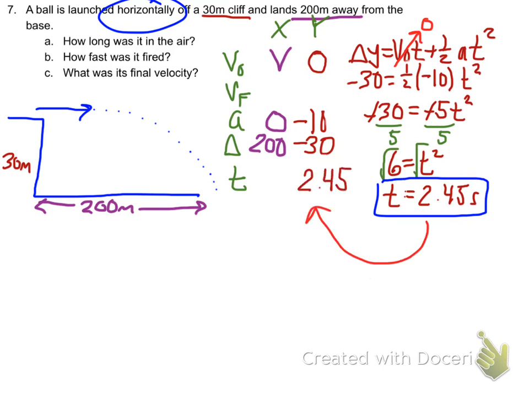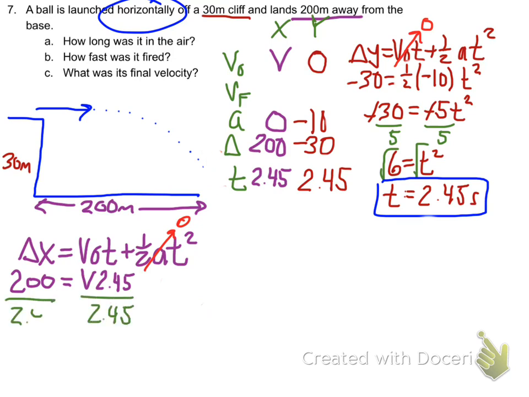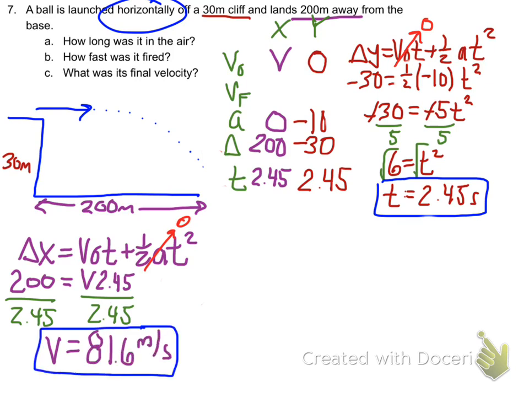So we can put that on the Y side. And again, since they're equal, we put it on the X side. Now we can do our delta X equation. Delta X equals V0t plus 1/2 at squared. Our delta X, remember, is 200 meters. That's how far out it goes. The velocity in the X is just V. That's all the velocity since it's fired only in the X direction. And we know that the time is 2.45 seconds. So we can use that to find that the velocity needed for this to happen is going to be 81.6 meters per second.